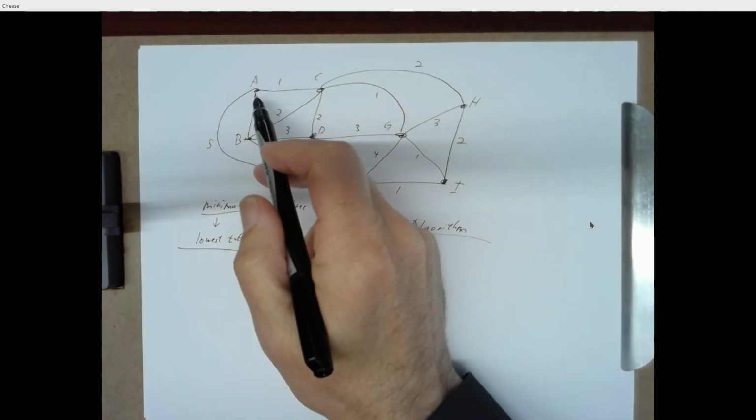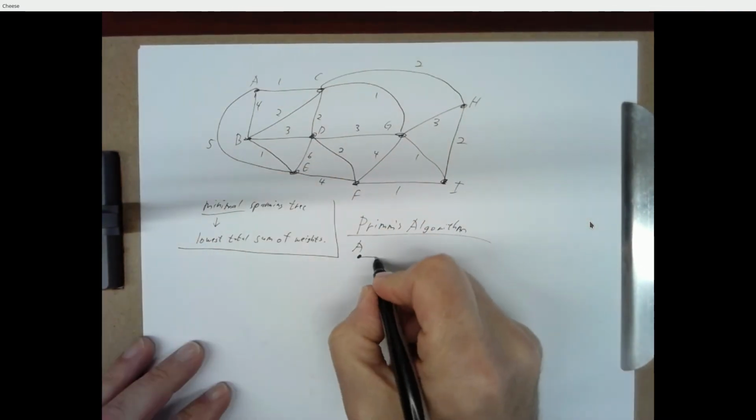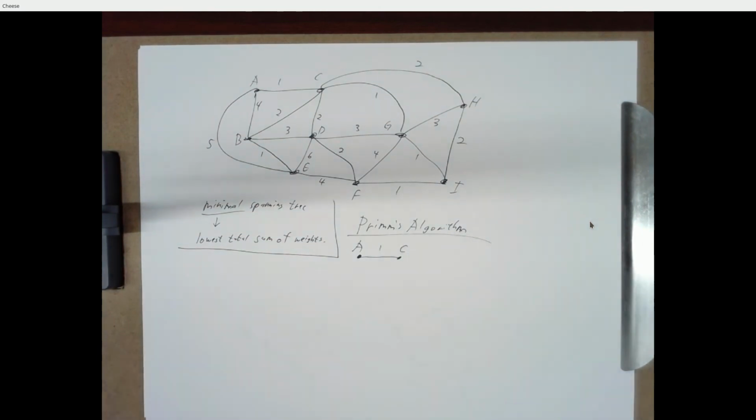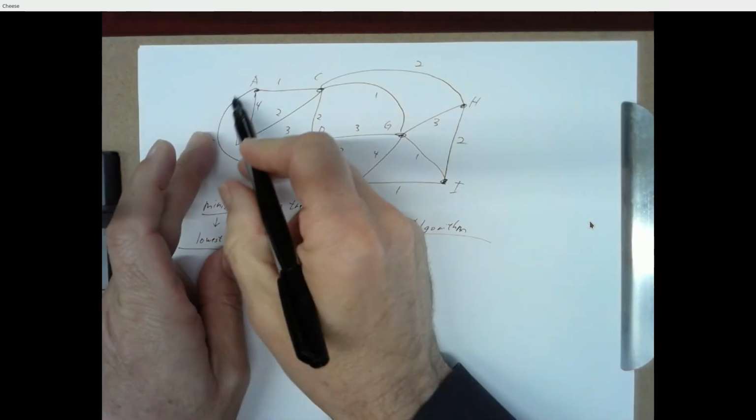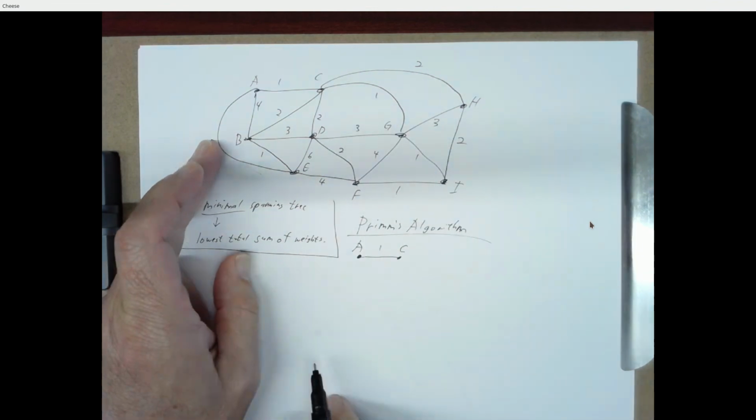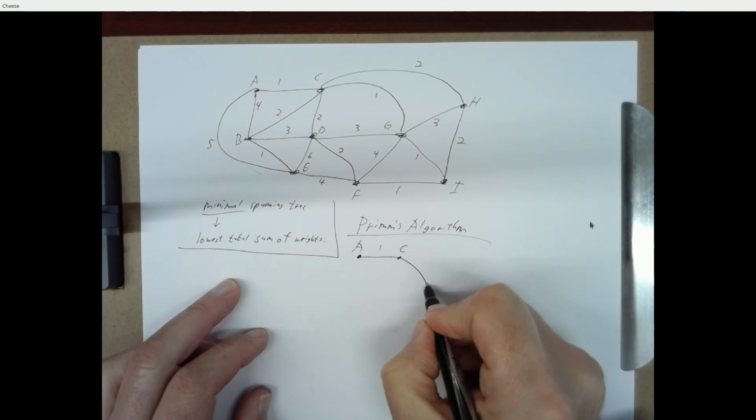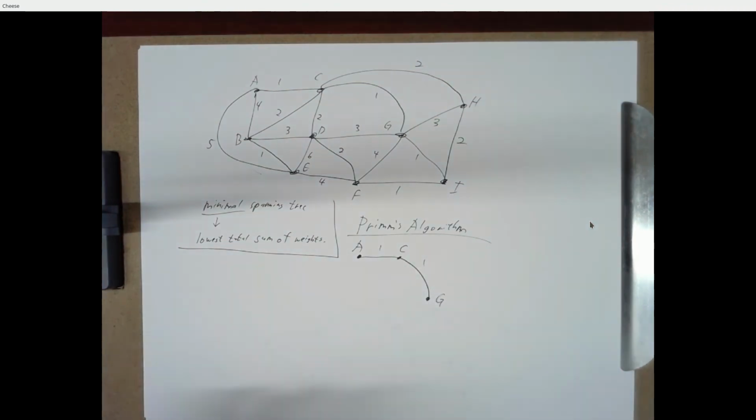Okay, so connected to A, we have edges of length 1, 4, and 5. We're going to choose this edge of length 1, which brings us to C. And now we find the shortest edge connected to this tree that does not create a cycle. Well, we've got 5, we've got 2, we've got 2, we've got 1, we've got 2. So 1's going to be the shortest edge. So let's put in our edge of length 1 over to G, and you just keep going.